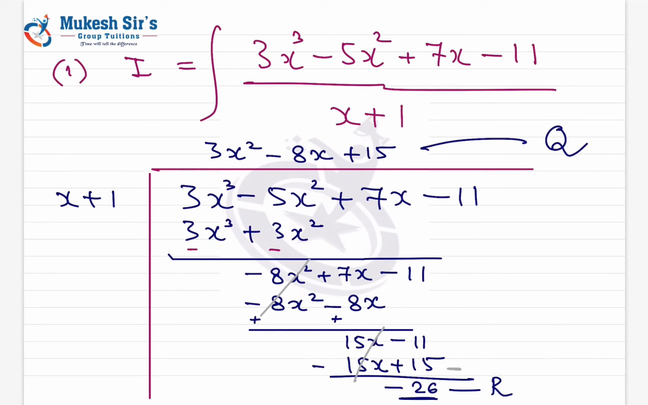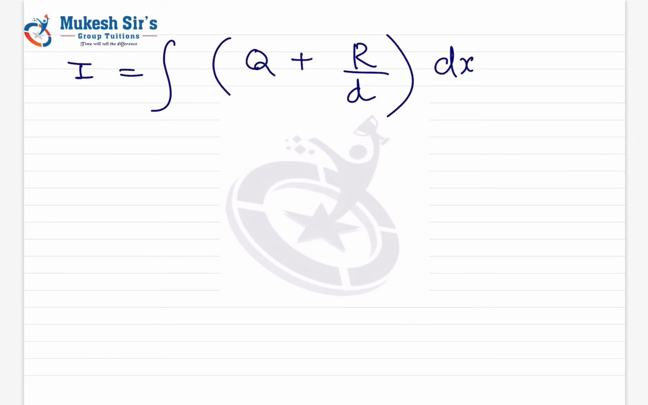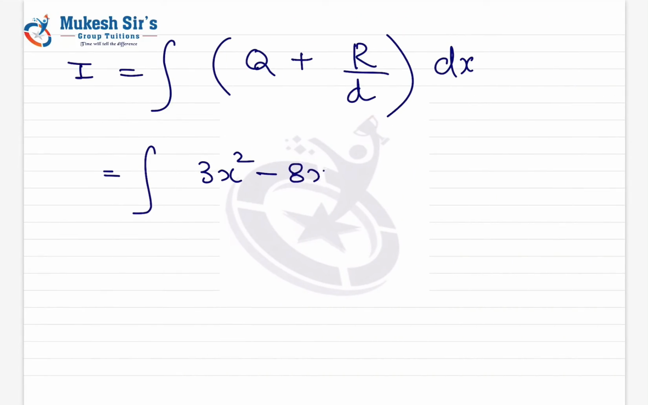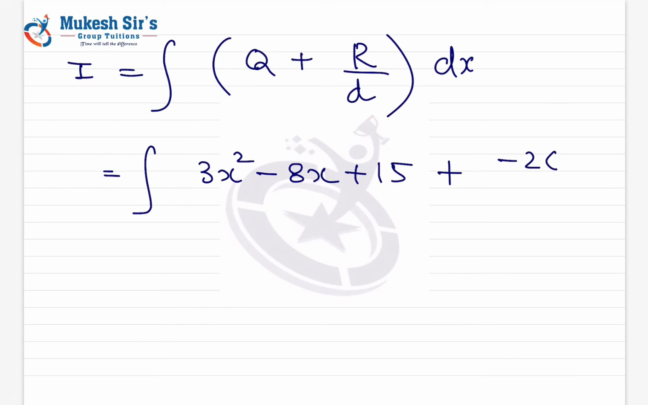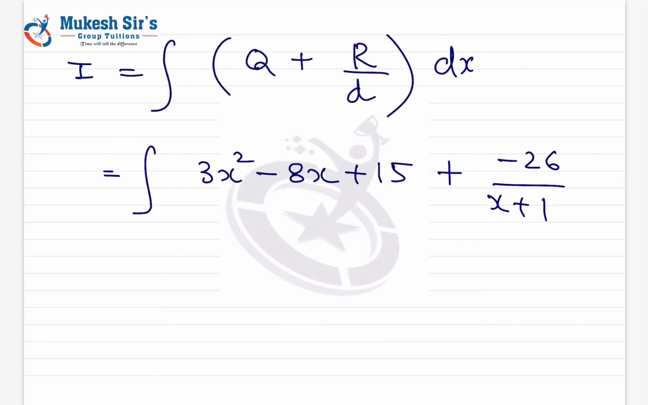Now once you get the quotient and the remainder, you can express the integral as quotient plus remainder upon divisor. And do you know how this came? We have used the formula dividend is equal to divisor into quotient plus remainder, and then you split, you get this. So I becomes integration of quotient. The quotient is 3x square minus 8x plus 15 plus remainder. The remainder is minus 26 upon x plus 1. The whole dx.